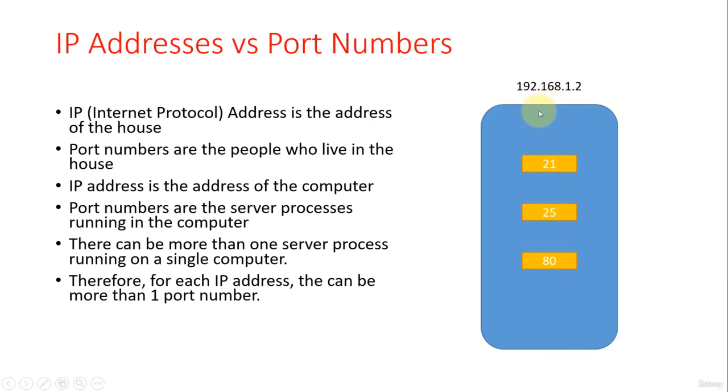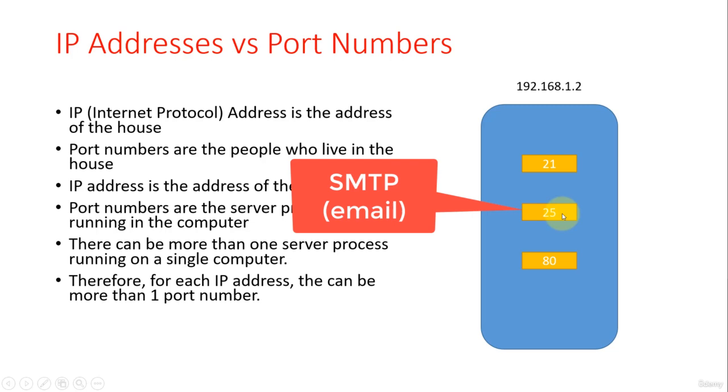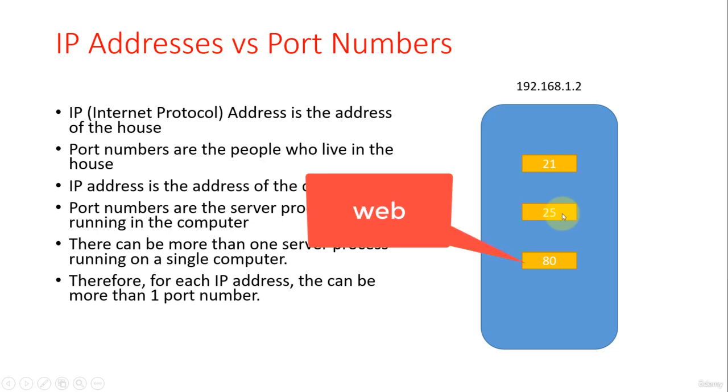For example, this machine here has an IP address of 192.168.1.2, but it can have multiple port numbers because there can be more than one service running on the computer. Each service uses a port number. Port number 21, for example, 25 and 80. 21 is the FTP server, 25 is the SMTP server, and port 80 is the web server.